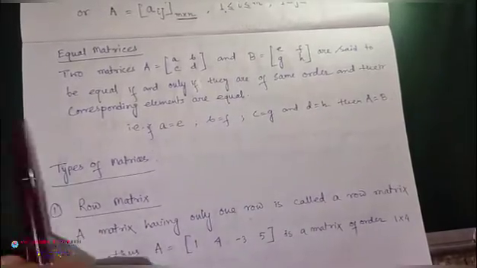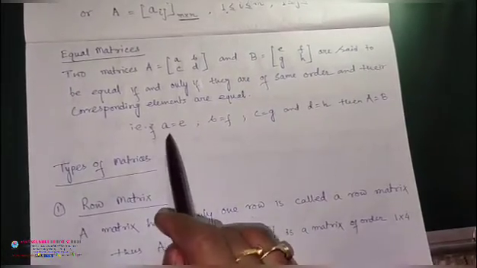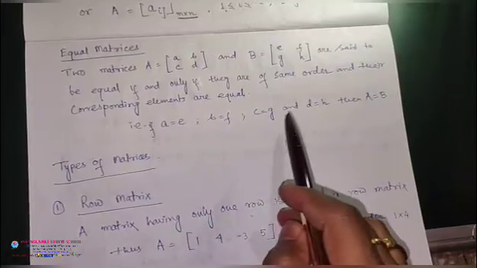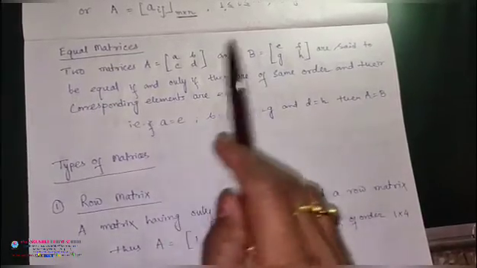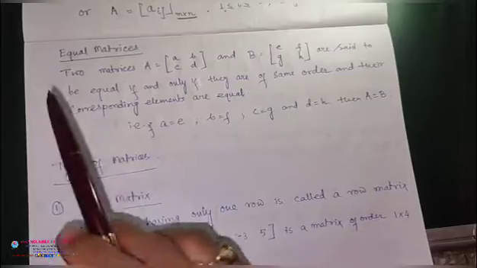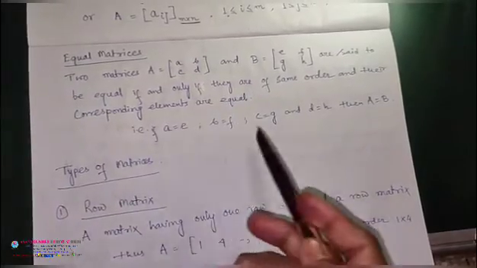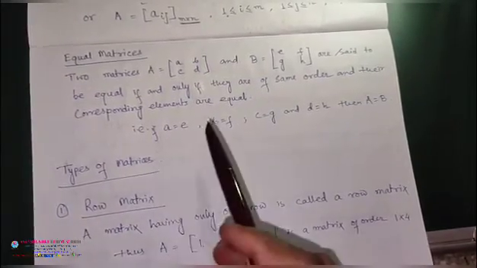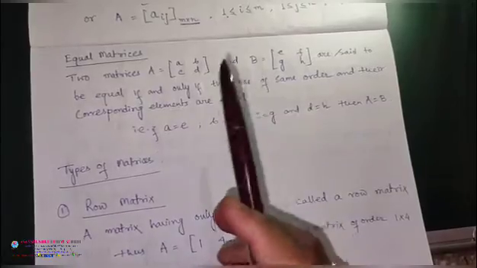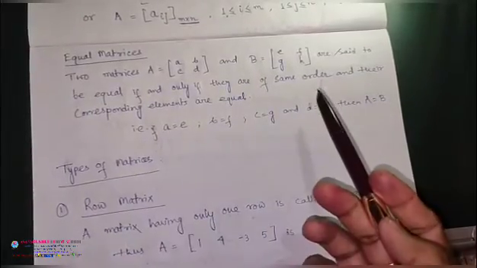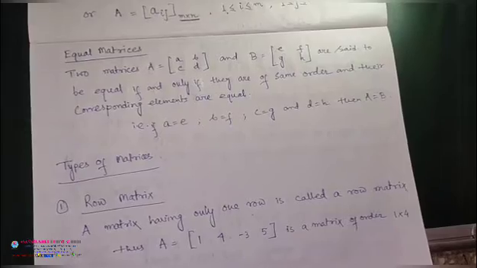So when two matrices are equal, the corresponding elements are equal, then the two matrices are said to be equal matrices. The vice versa is also true. That means if two matrices are equal, then the corresponding elements are also equal.